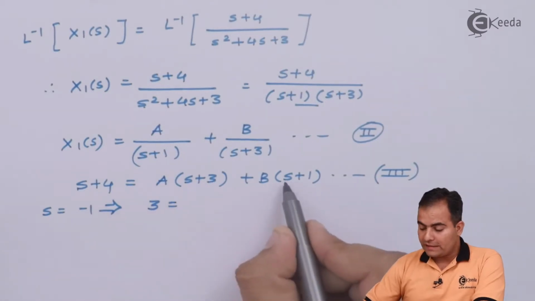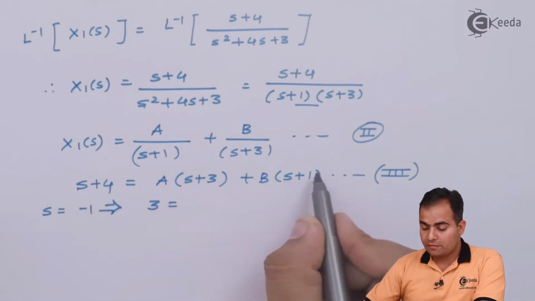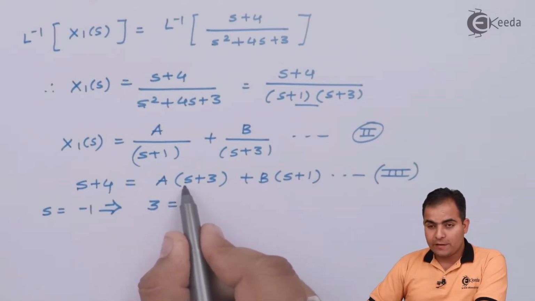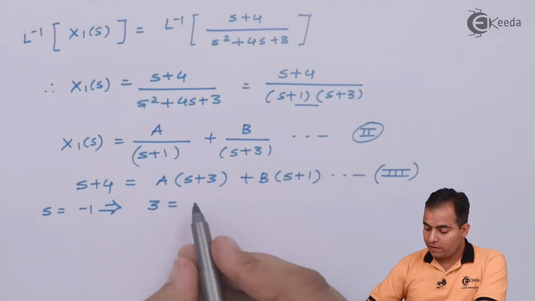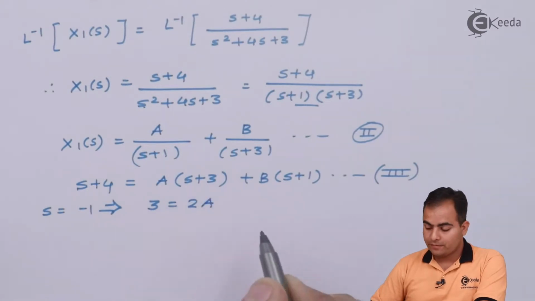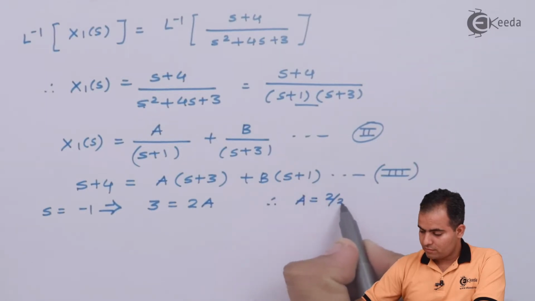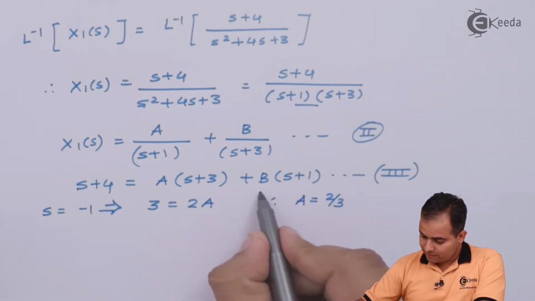Now look at here, if this s is replaced by -1, -1 plus 1 becomes 0, so the whole b value will be removed. But look at here, if I replace this s by -1, then 3 minus 1 is 2, so we'll have 2a. So therefore my a value becomes 2 by 3.